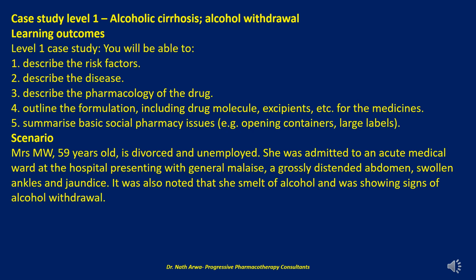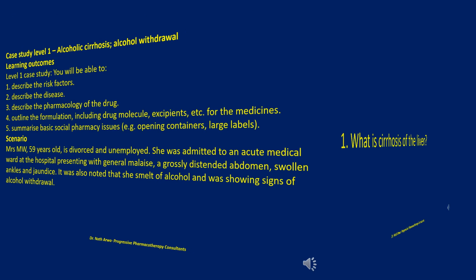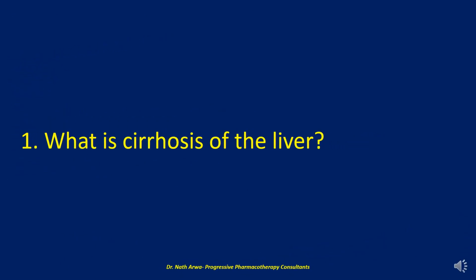Mrs. M.W., 59 years old, is divorced and unemployed. She was admitted to an acute medical ward at the hospital presenting with general malaise, a grossly distended abdomen, swollen ankles and jaundice. It was also noted that she smelt of alcohol and was showing signs of alcohol withdrawal. Question 1 reads, what is cirrhosis of the liver?